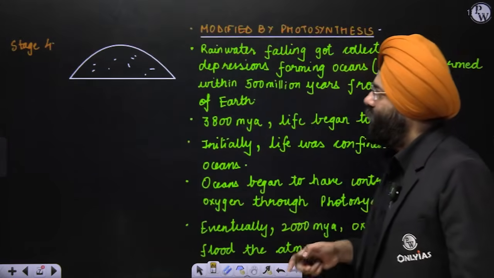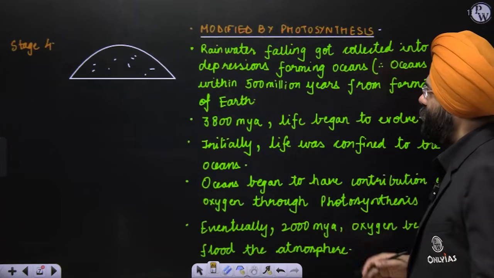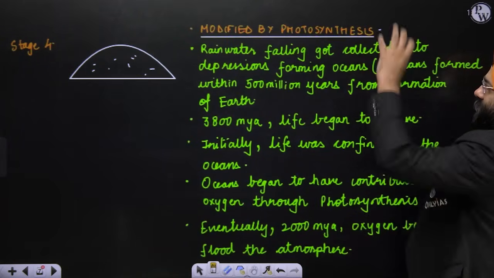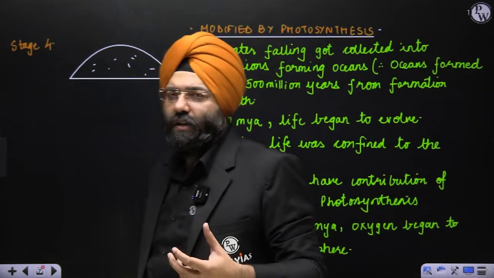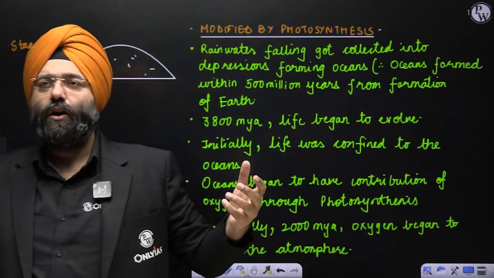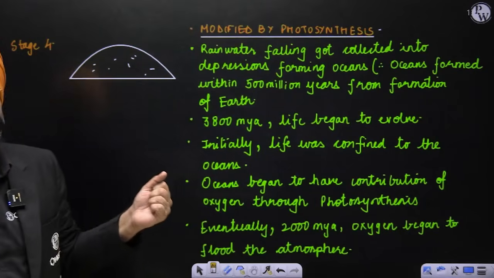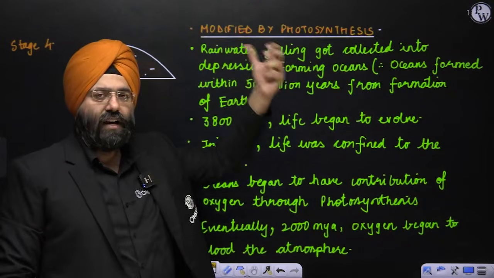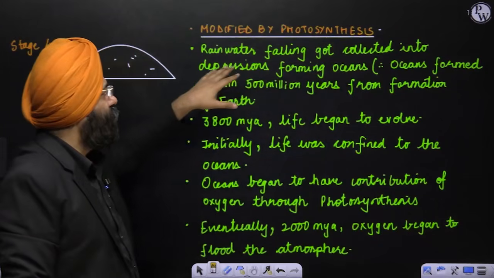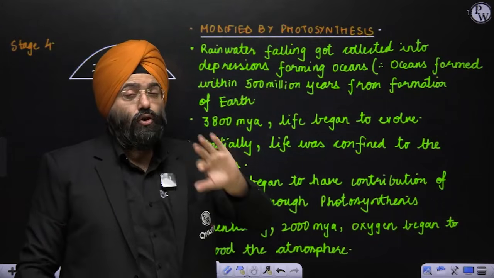Clear? Okay. Now, the 4th stage is, please understand, modified by photosynthesis. Now you realize that as Earth started cooling, water vapors were released. Obviously, you will realize that cloud formation will take place. So because of that, rainfall started, and the water got collected into the depressions forming oceans. Now you know that very well.